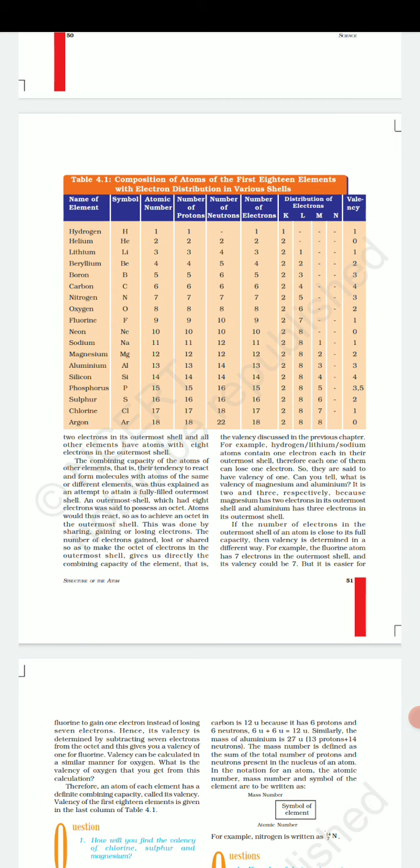Then after that potassium and calcium are there. For potassium, the atomic number is 19, so it has 19 electrons. The configuration will be 2,8,8,1. Then after argon, potassium is there, and after potassium, calcium is there. For calcium, the configuration will be 2,8,8,2.